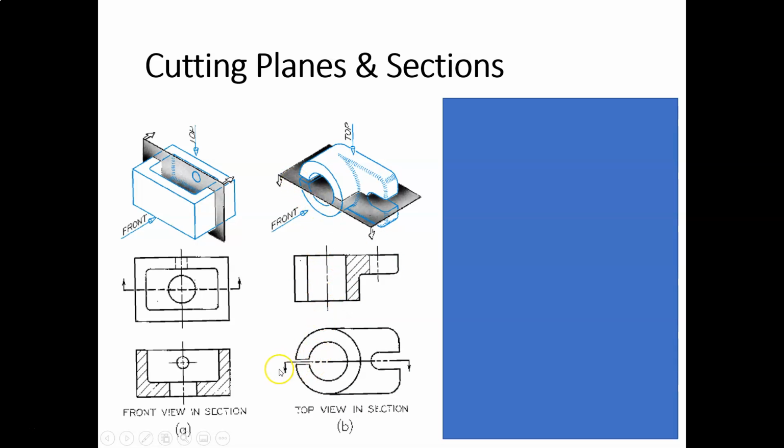Okay. So again, here on the left, we have our cutting plane line in the top view, which results in a section view in the front view. Here we have our cutting plane line in the front view, arrows pointing away. So our section view is, in this case, the top view. So it really doesn't matter. Wherever you put your cutting plane line, that's going to determine where your section view is.